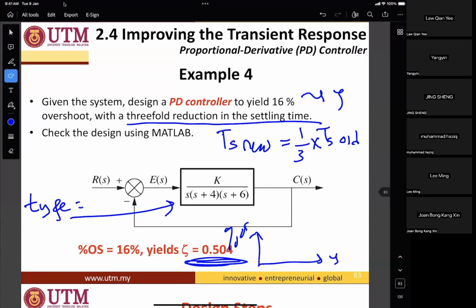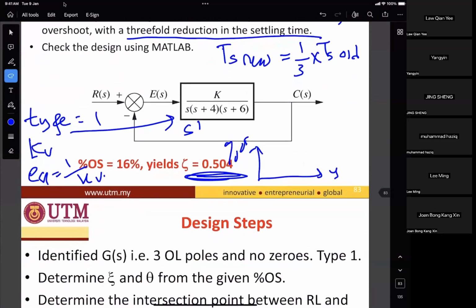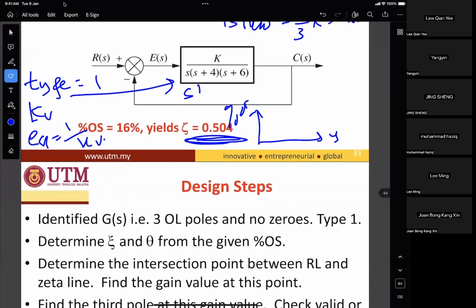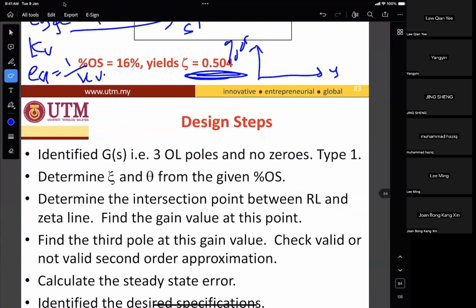Type 0, type 0... no, it's a type 1, because there is a single pole at the origin. So type 1 is KB, and the steady state error will be 1/KB. Remember that. You still don't understand the system type concept, so please do some revision from the last semester subject.